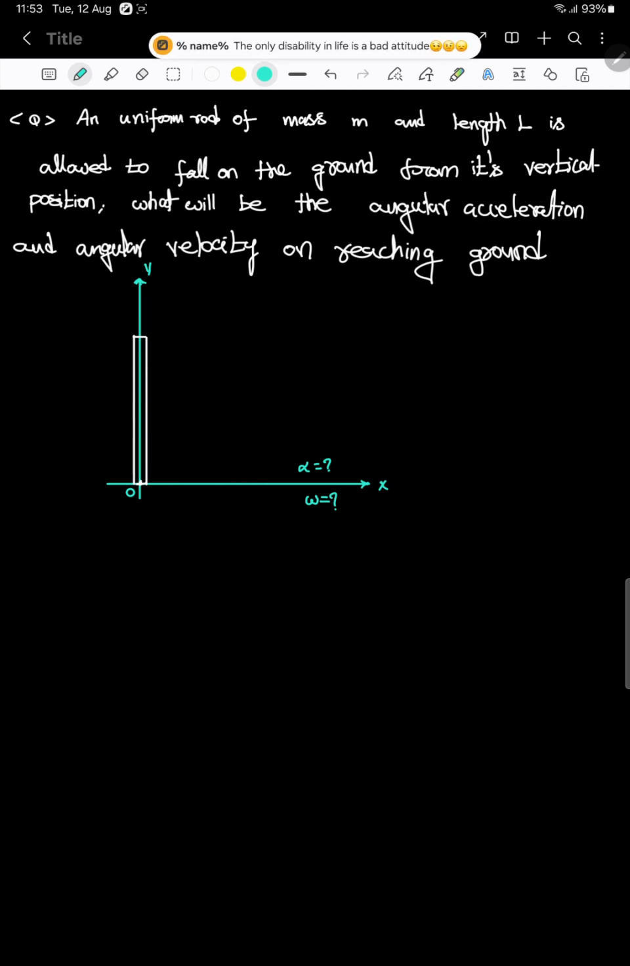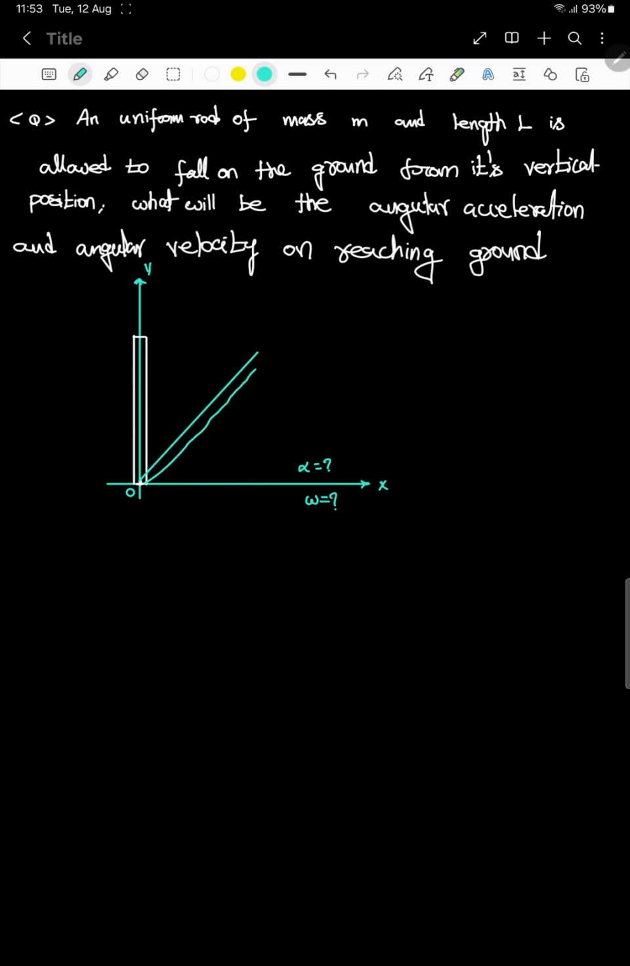For that, let us assume any arbitrary position of the rod. This is the position of the rod at any instant of time. Let us consider this angle is theta.